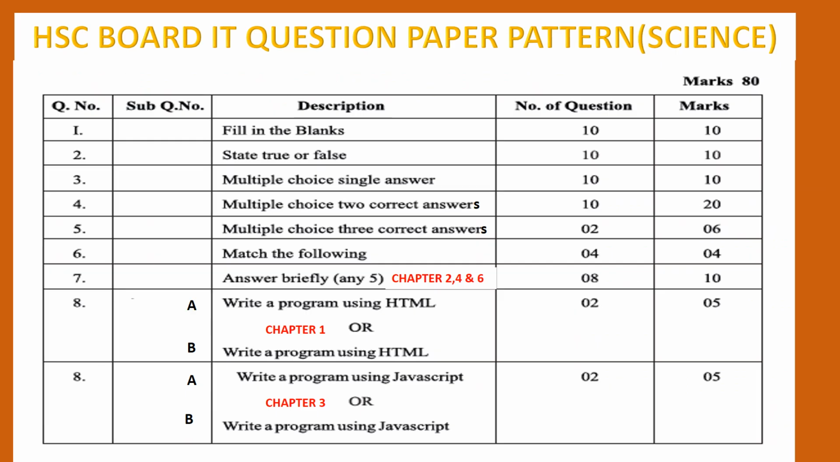In the paper pattern, you will see the following. Fill in the blanks, true or false, single correct answer. All have 10 questions, 1 mark each. 2 correct answers, 10 questions, 2 marks each, total 20 marks. 3 correct answers, 2 questions, 3 marks each, total 6 marks.